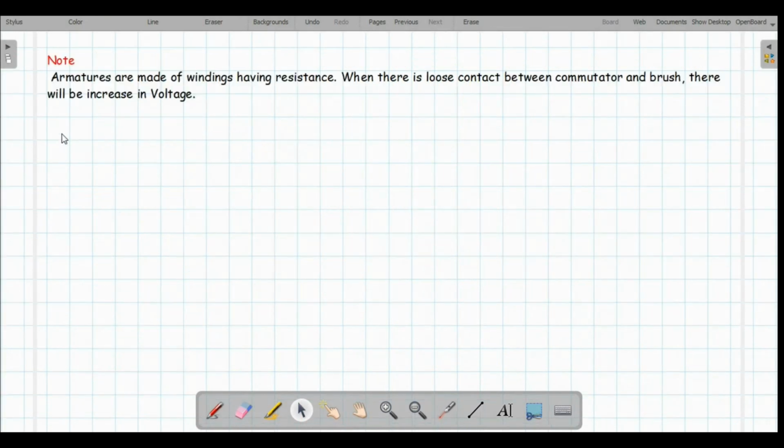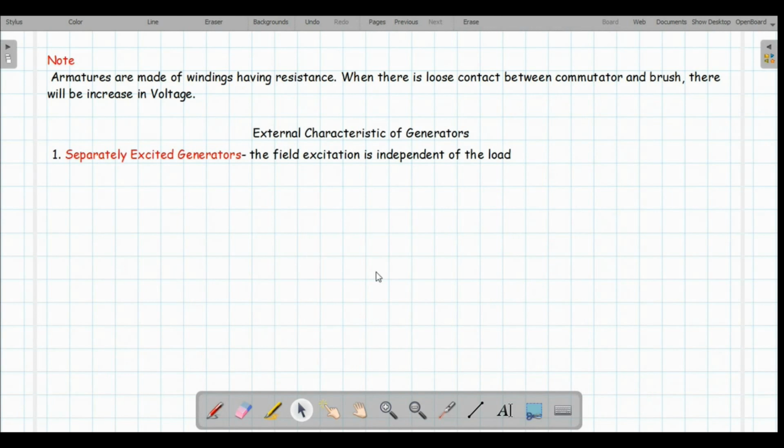So sa note, armatures are made of windings having resistance. Ang armature daw ay binubuo ng mga windings o mga ikid, na merong resistensya. So kapag merong maluwag na contact sa pagitan ng commutator at saka ng brush, magkakaroon ng pagtaas ng voltahe. Yun ang epekto mo. Let's go now to the external characteristic of generators.